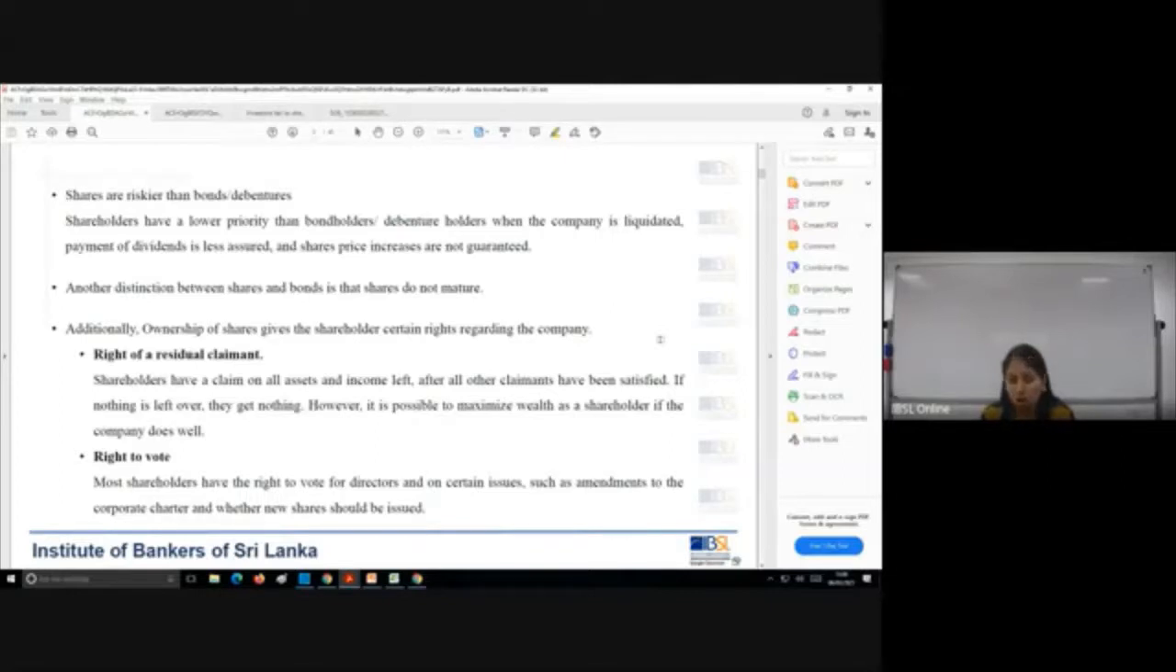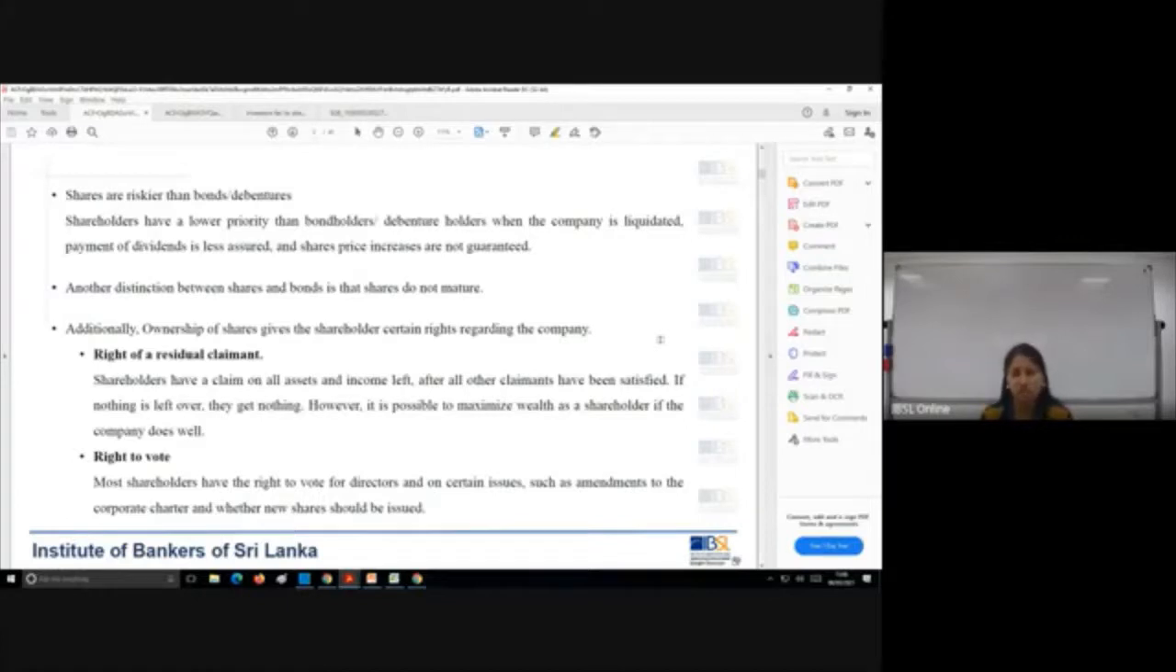Or if your company was performing well, you established that company to achieve a certain goal and you achieved that goal, and now you're winding up the company, you might have certain profits and highly valuable assets left. So that can be shared among the remaining shareholders. So there is a possibility of maximizing wealth at that time as well.